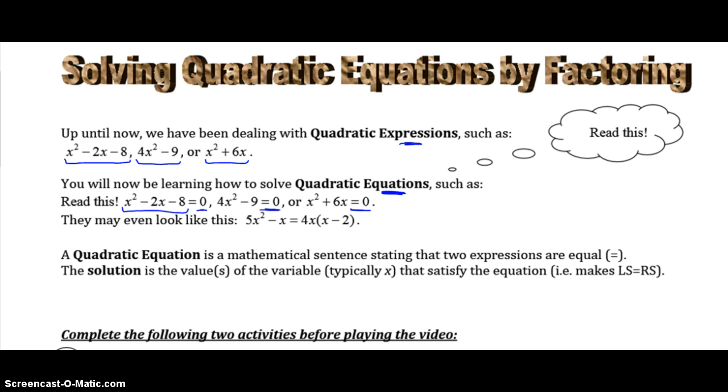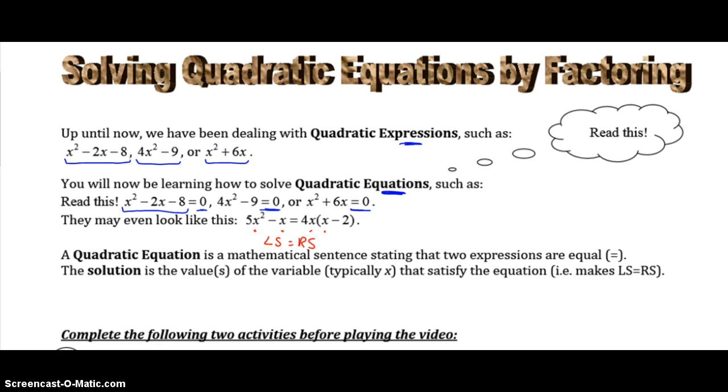You could have an equation like this where it's one quadratic expression equal to another expression. And just like any equation, what we're trying to do is figure out what value of x we could substitute into the equation to make left side equal to right side.